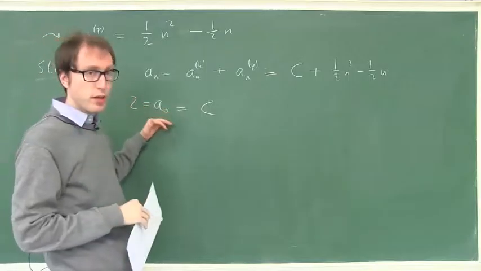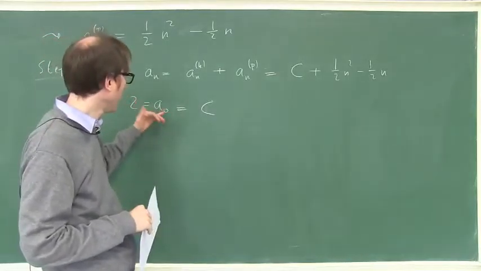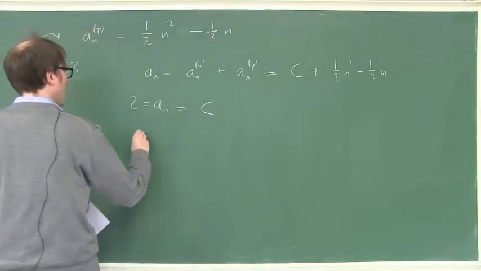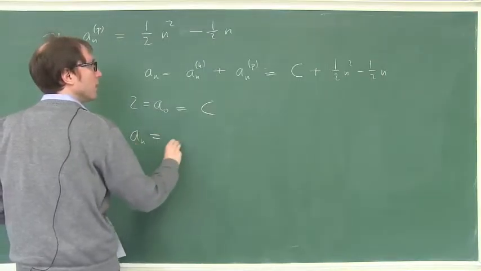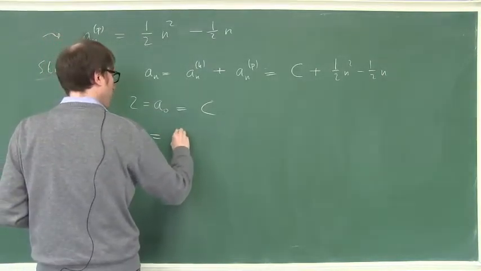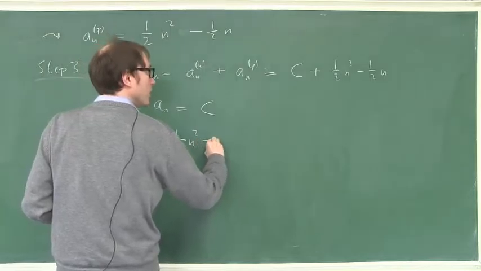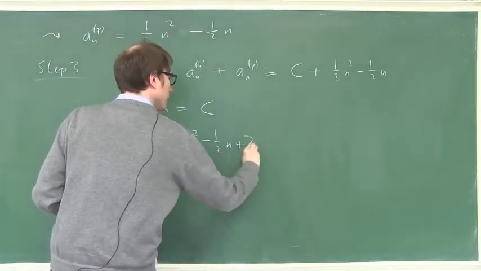And as said, usually you have two conditions, so you plug in a0 and a1. And so the answer will be 1/2 n squared minus 1/2 n plus 2.